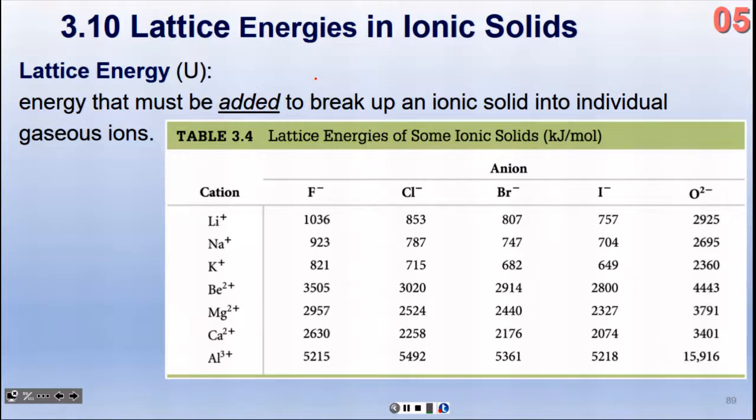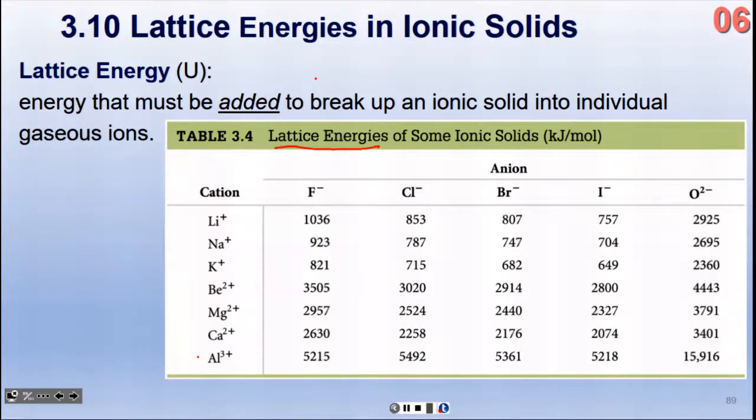What kinds of possibilities do you see? Well, lithium could be with fluoride, chloride, bromide, iodide, and oxide, all of those possibilities. And each of them has different lattice energies. Or fluoride could be with lithium, sodium, potassium, beryllium, magnesium, calcium, and aluminum. Could be with any of those. And so each of those has an energy that has to be added to break up an ionic solid into individual gaseous ions. So you just pick one off the top and one down the side, and there's a value for you.